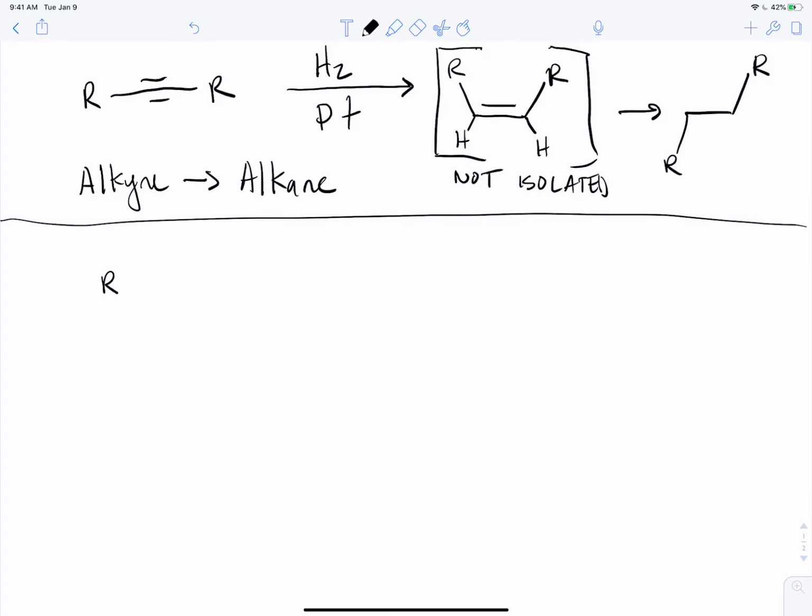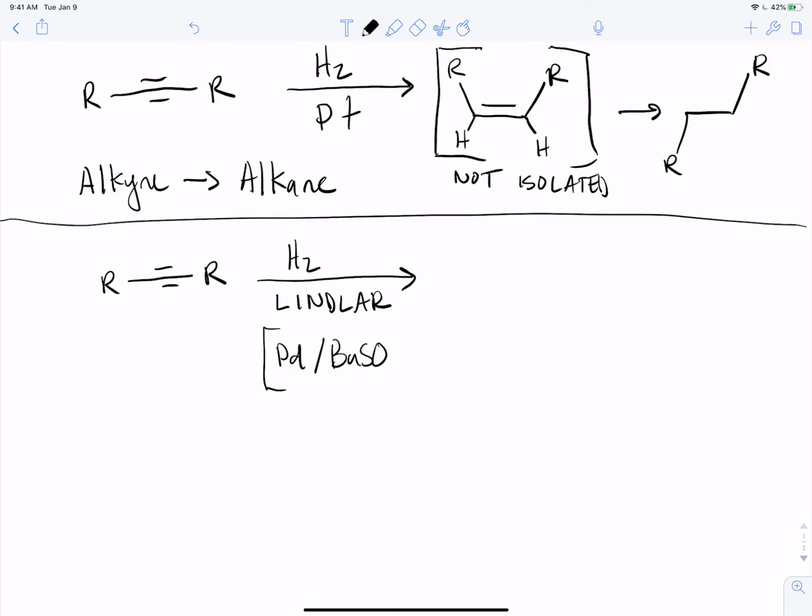And so chemists have discovered other conditions that allow us to stop before we get all the way to the alkane. So if we take H2 and we use something called Lindlar catalyst, Lindlar catalyst is a precious metal, but it's been poisoned to make it less reactive. So it's not as good as a catalyst as like just straight up palladium would be, or straight up platinum or something like that. And the result of that is that we can actually stop this at the alkene.